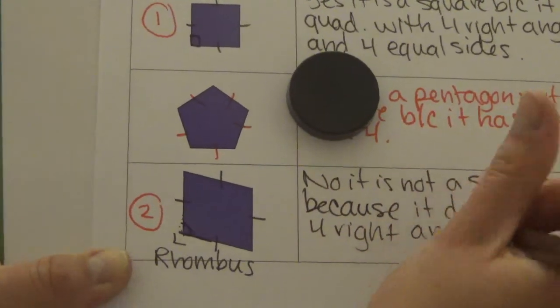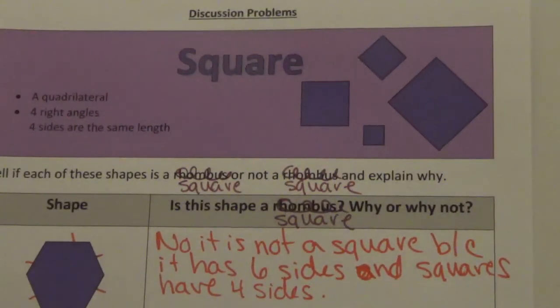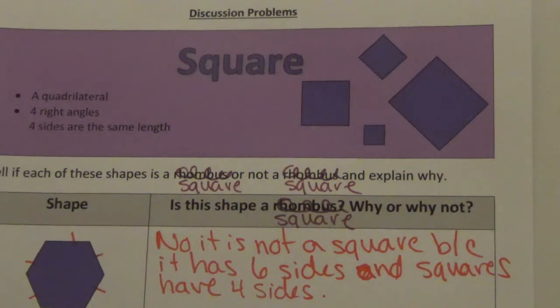So today we found out something really cool. We found out that a square can also be called a rectangle or a rhombus. There are different types of rhombuses that are not squares, but a shape is a square as long as it has 4 right angles and 4 sides that are the same length. So it can be called a square, a rhombus, or even a rectangle.